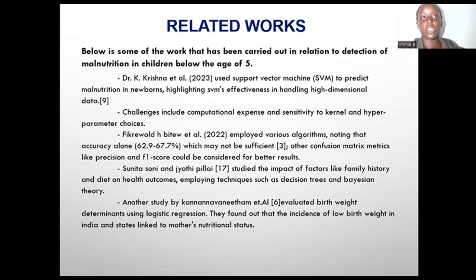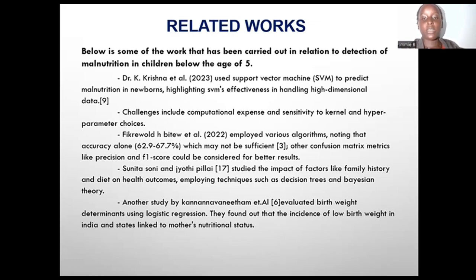So in the literature reviews we made, we realized that there were two methods being used. Some were using the traditional methods and some were using the IT-related methods with the help of machine learning mechanisms. To start with, Dr. Krishna carried out a study using support vector machine to predict malnutrition in newborns. They had very good work and were able to highlight the SVM's effectiveness in handling high dimensional data. But we realized that this method, yes, it's good, but it has the challenge of computational expense and sensitivity to kernel and hyperparameter choices.